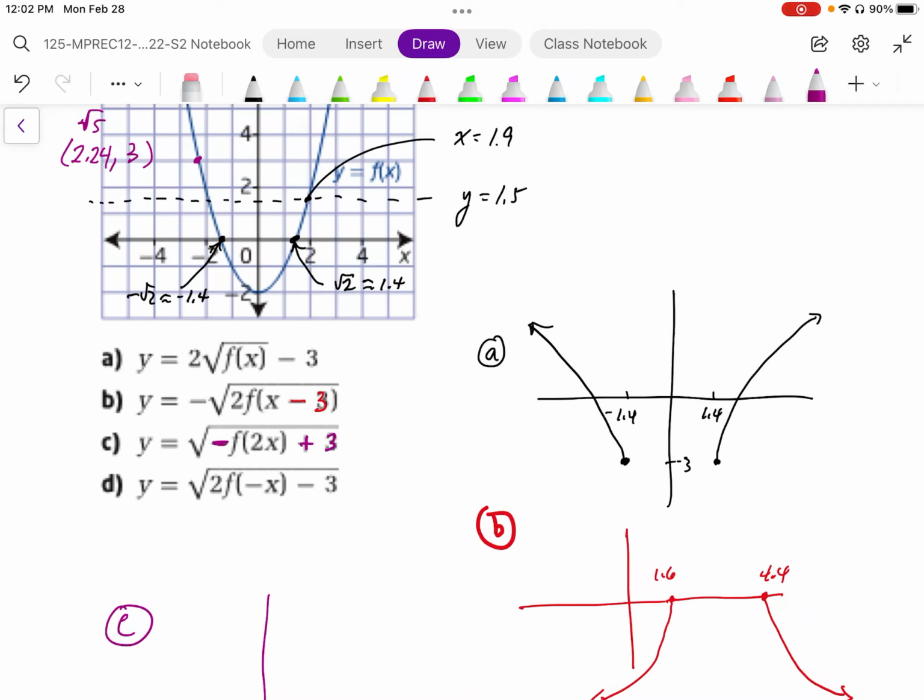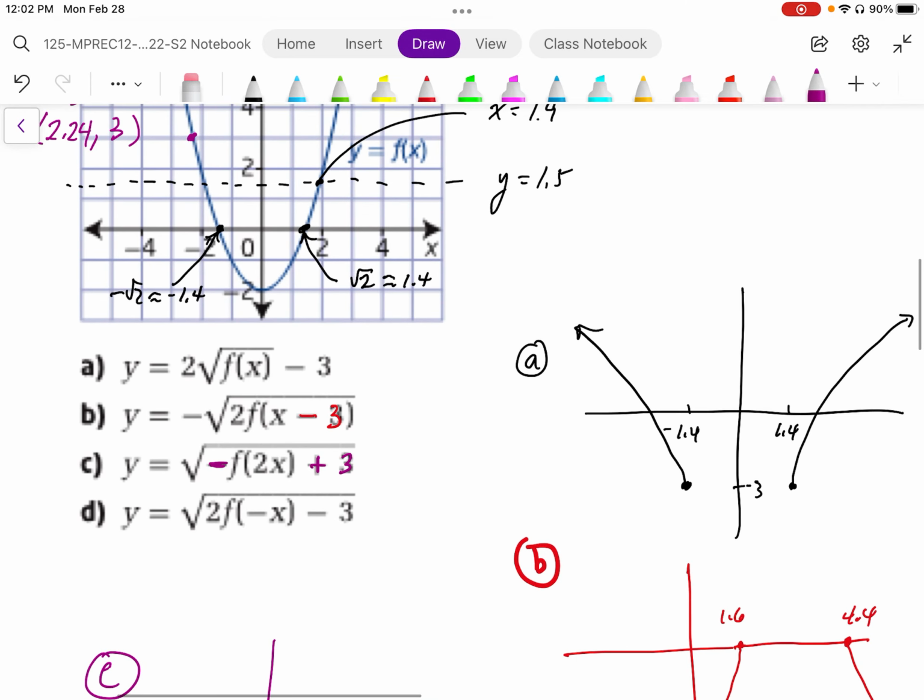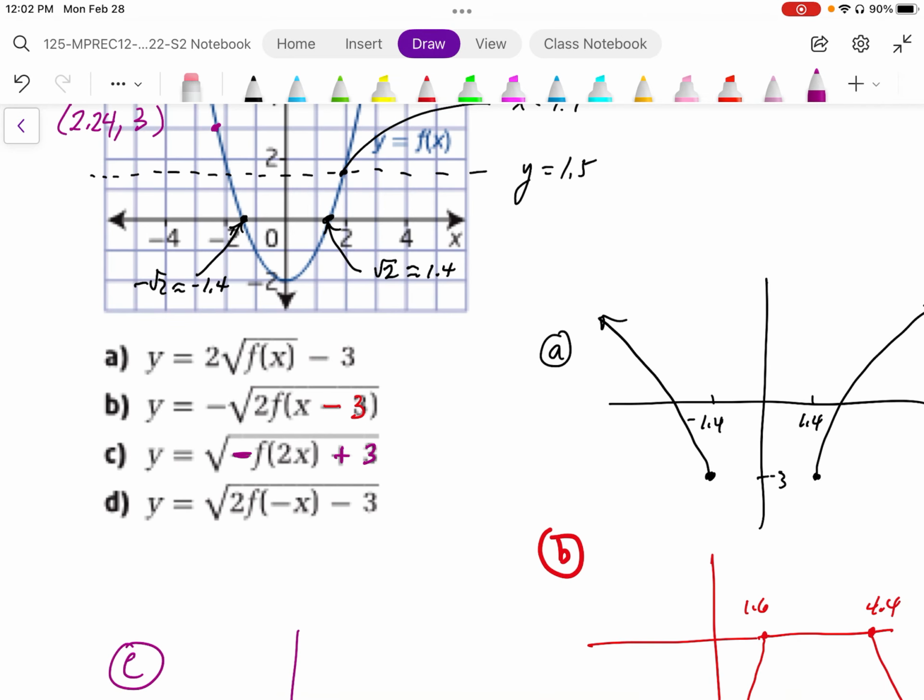For C, the transformation is a little bit more difficult. So what I'm going to do is make a table of values, and I need to know where the boundary point or the reference point is. For the outside, it's going to be flipped upside down and shifted up 3. Okay, so to figure out where that coordinate is, I need to go backwards.